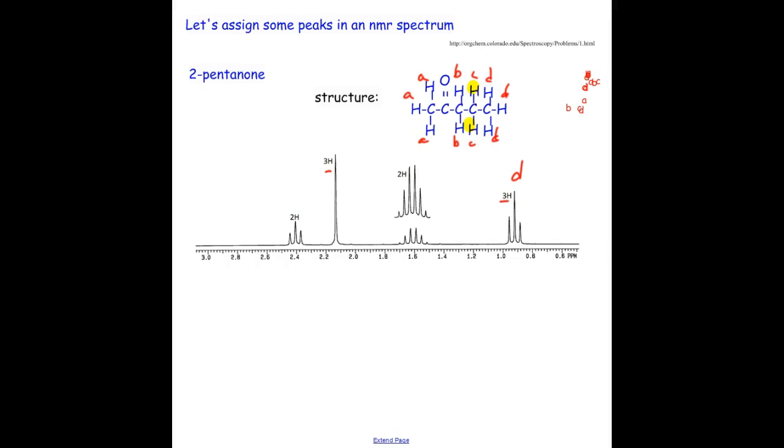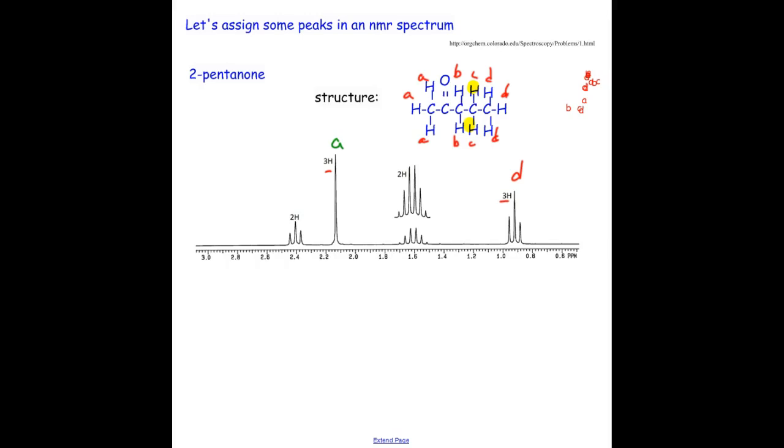That means the other one is going to be A. My rationale is there's no splitting because if I go to the next carbon over, it doesn't have any hydrogens. And it's very close to that electronegative oxygen, so it's going to be at a higher ppm.